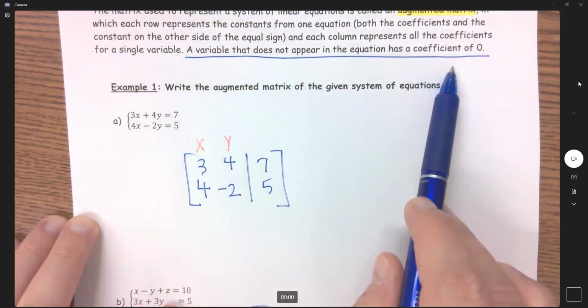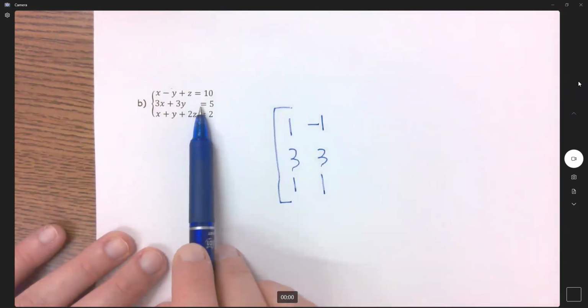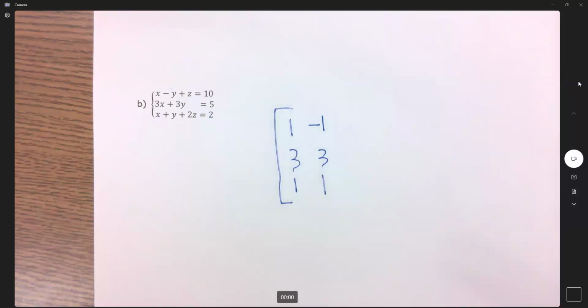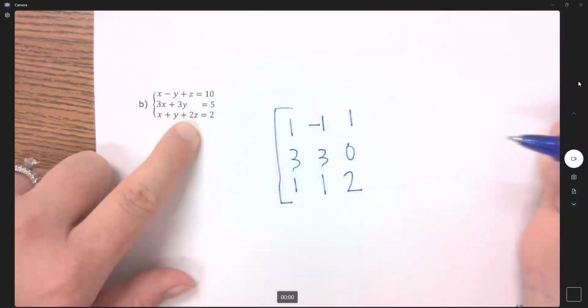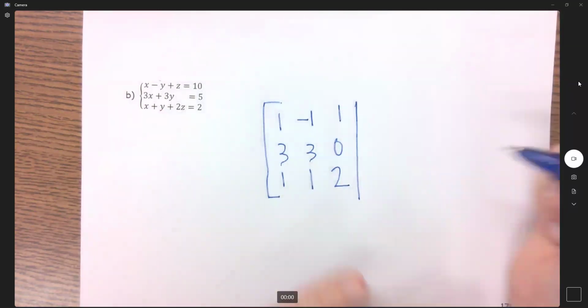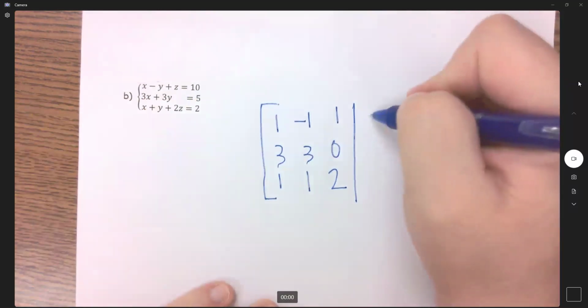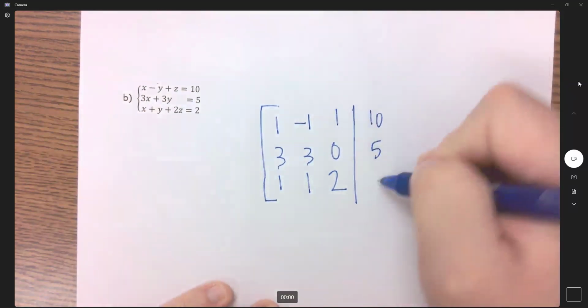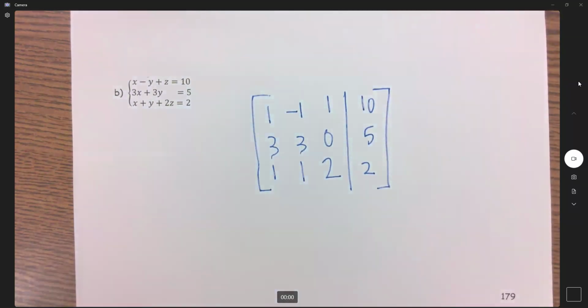A variable that does not appear in the equation has a coefficient of 0, because that's the same as saying plus 0z, but then I don't really need a 0z. So we'll have 1, 0, and then 2. I'm going to put a bar for my equal sign. It just breaks up the numbers, and then 10, 5, 2. Okay, and that is it for writing an augmented matrix.